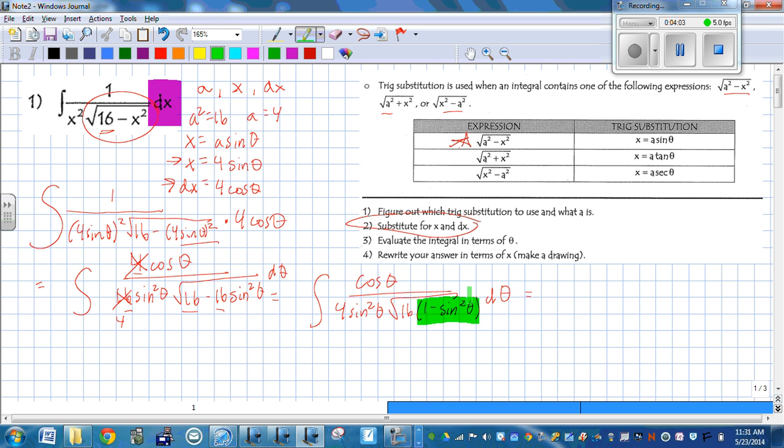This is one of the substitutions we learned earlier in the week. So 1 minus sine squared theta is the same as cosine squared.